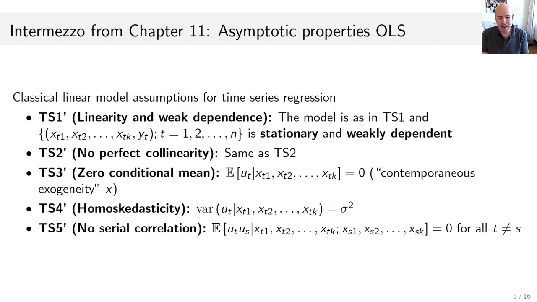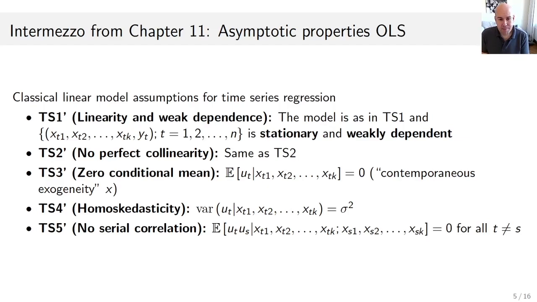The second assumption, TS2', is the exact same assumption as before, and that is no perfect collinearity. And that is an assumption we have also made in the cross-sectional context. We simply need it in order to get estimates of all of our coefficients. So when we have perfect collinearity, then the data are not going to tell us whether something can be attributed to one coefficient or another.